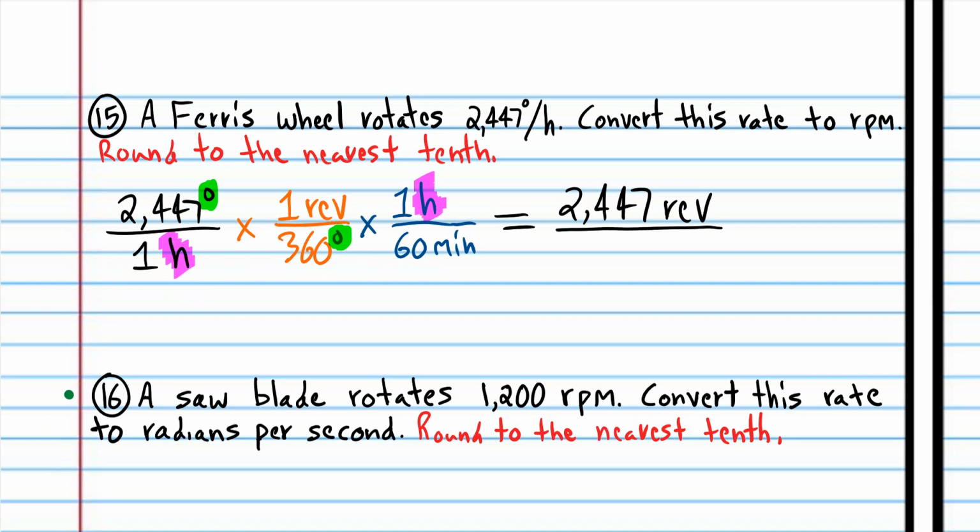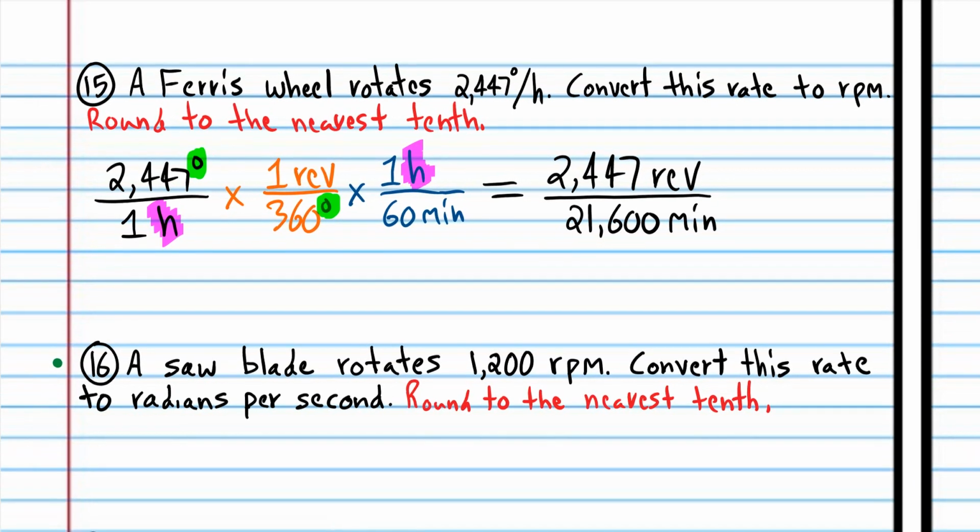1 times 360 is 360, and 360 times 60, we can do that in the calculator if you want. 360 times 60 is 21,600 minutes. So we want to divide these two numbers. 2,447 divided by 21,600, and we get approximately 0.1. It says to round to the nearest tenth. So the units are going to be revolutions per minute, of course, but we can just say RPMs.